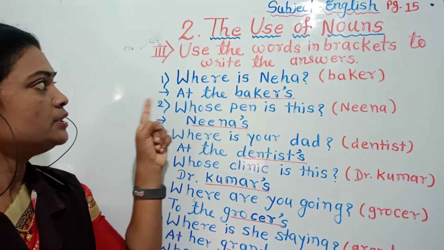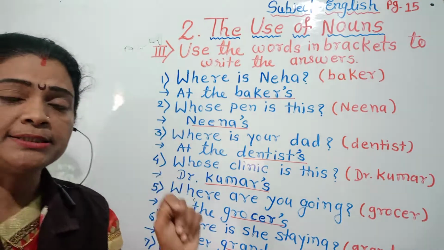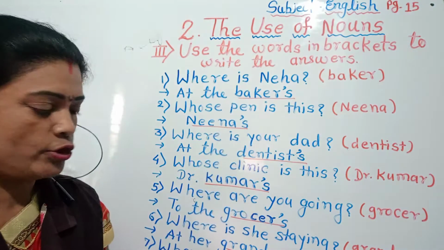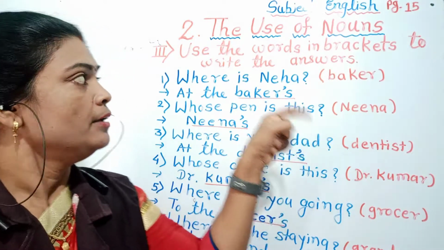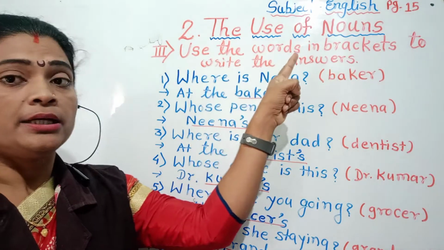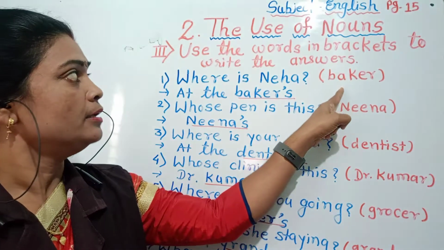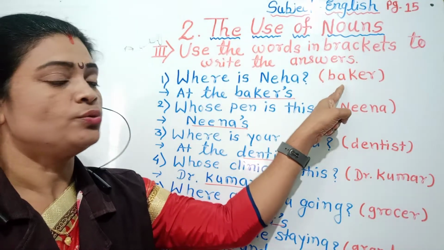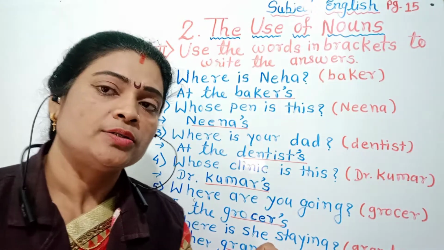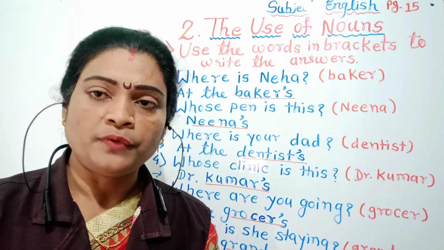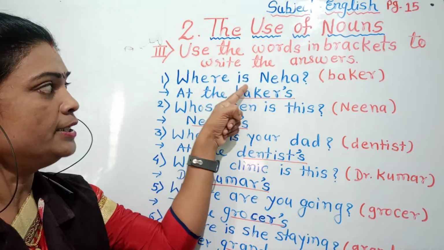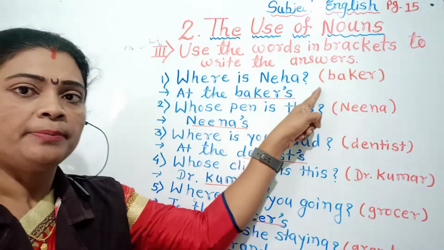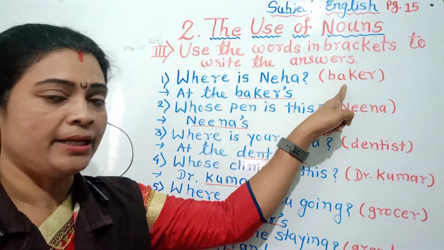See the first example, here are given all questions, and we have to write their answers. The words are given in the brackets, and we have to use these words to write the answer. Now students, let's start from the first question. What is the first question? Where is Nina? In the bracket, the word given is baker.